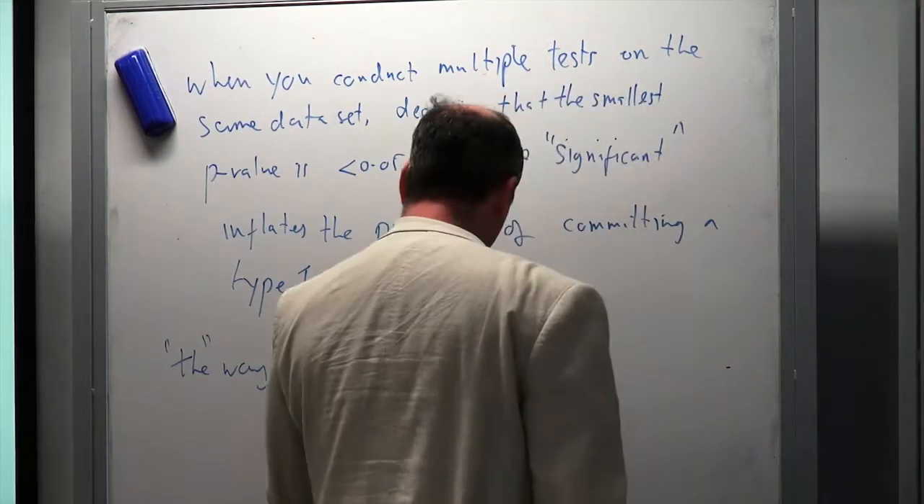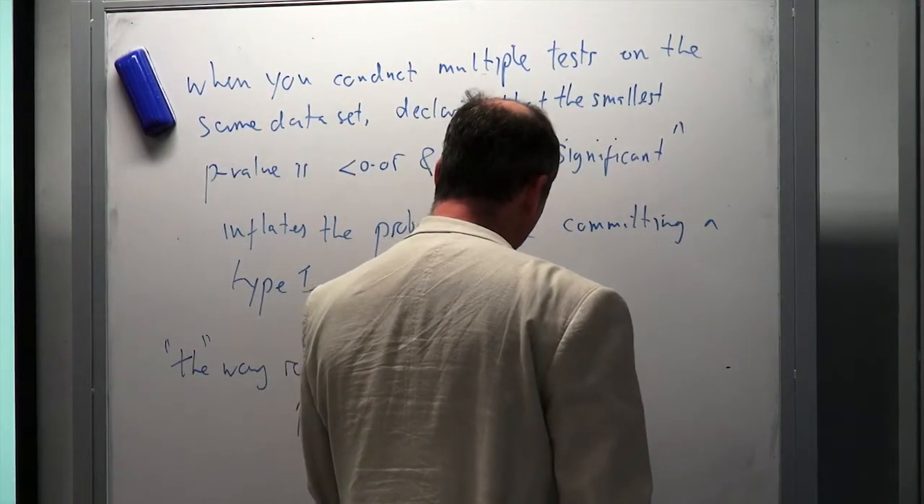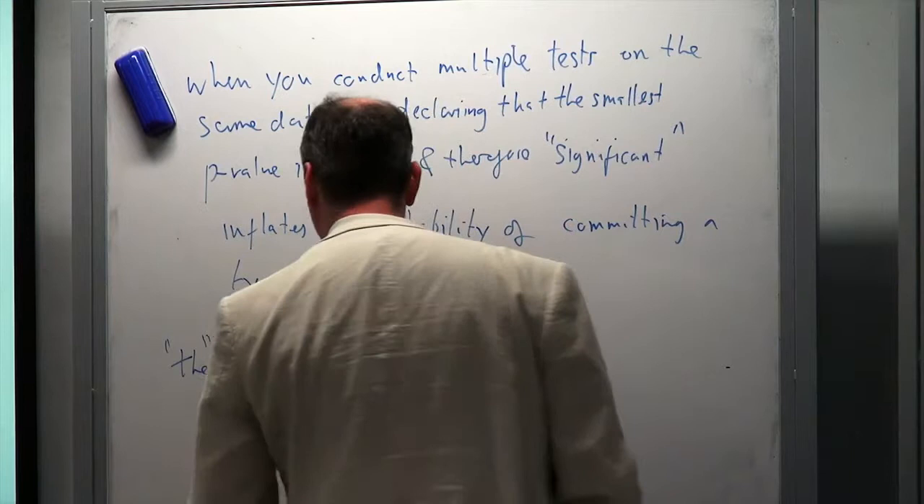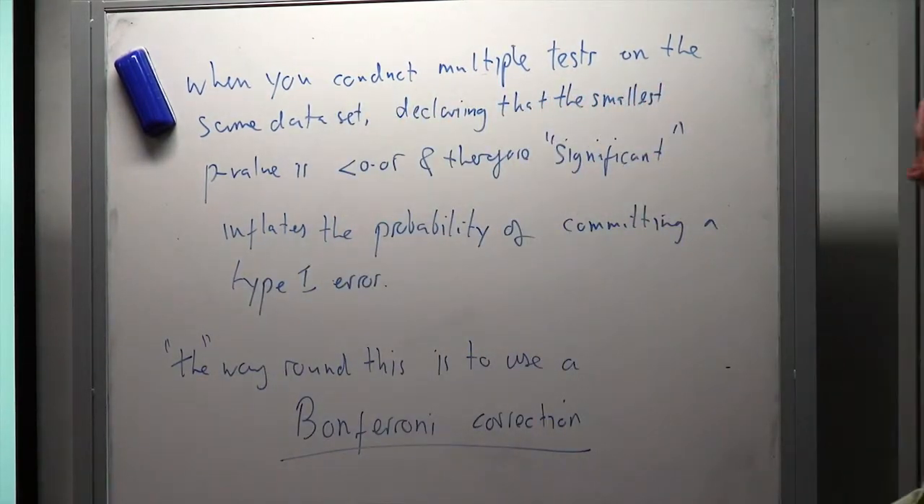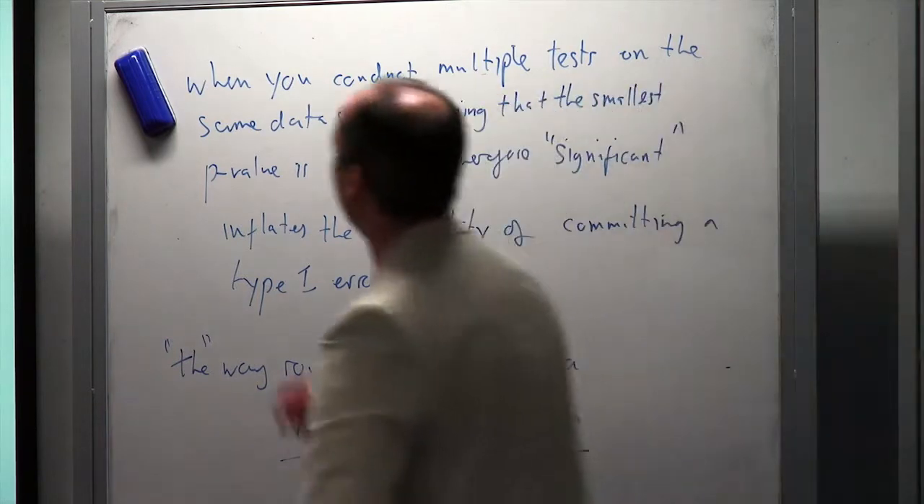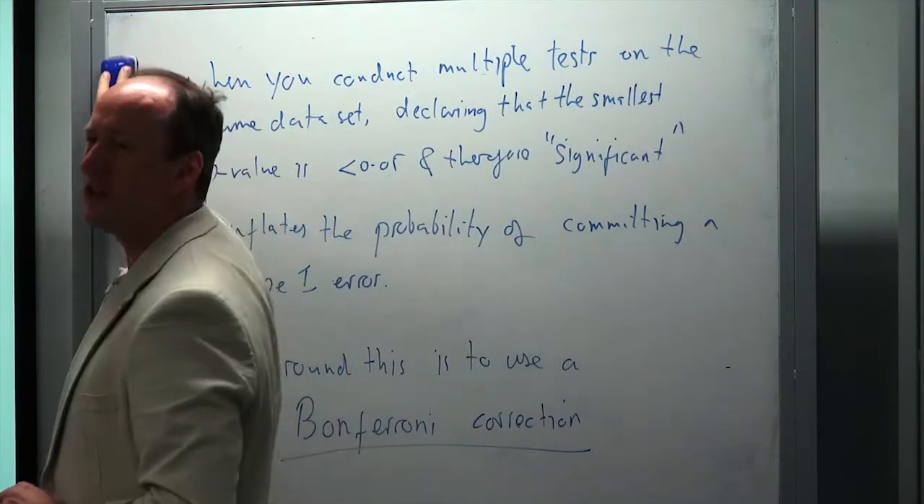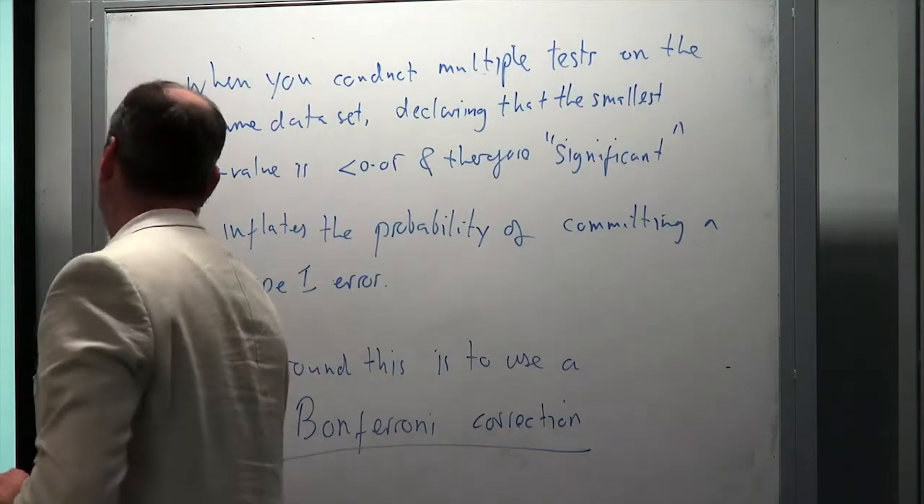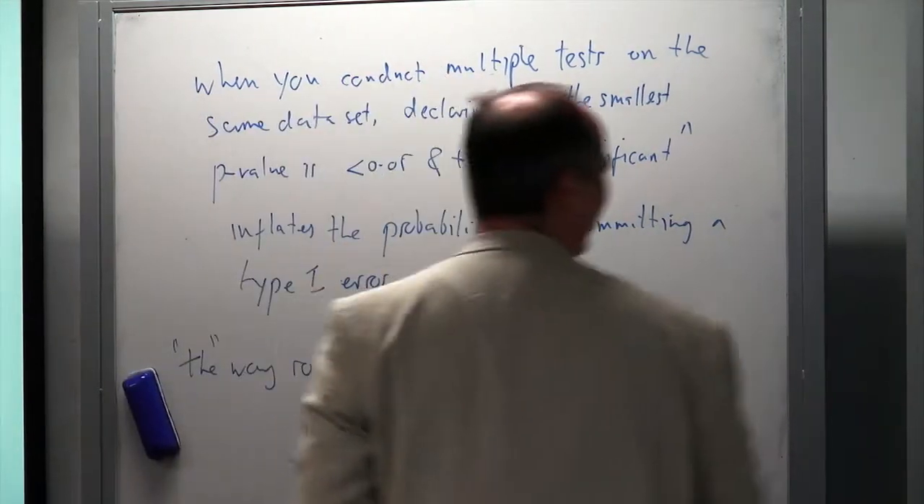Bonferroni correction. It's like there's a lot of Italians in statistics, or everything seems to be named after them. Bonferroni sounds Italian to me. Berlusconi, I don't think he's a famous statistician. Berlusconi, no. Philanderer.